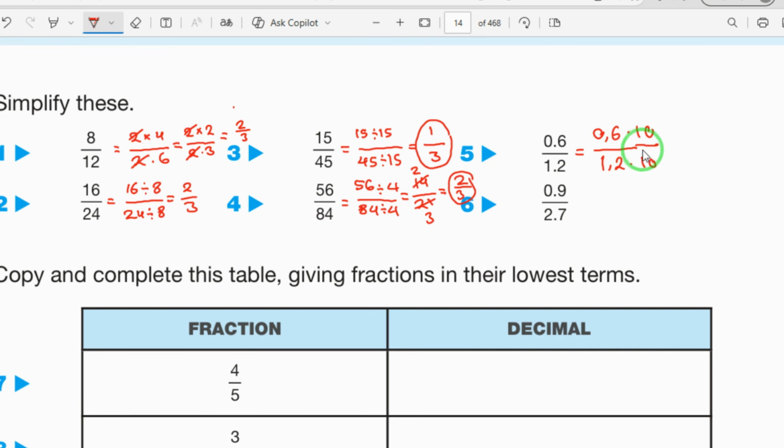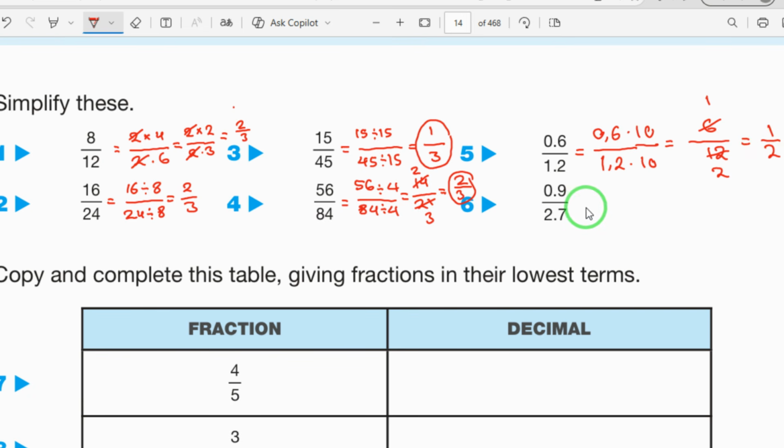According to the properties of equivalent fractions, we can multiply numerator and denominator by a non-zero number. So here 0.6 multiplied by 10, one decimal place, the decimal point moves to the right side, it becomes 6. And 1.2 multiplied by 10 becomes 12. Now we can simplify 1 times 6 and 2 times 6 is 12. So the answer is 1 over 2.